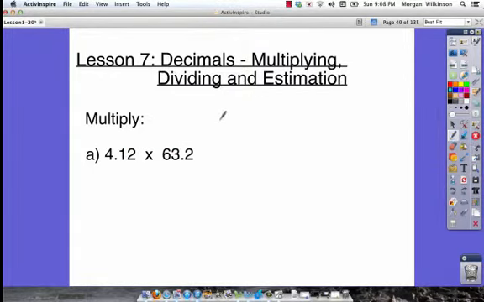Now when we do multiplication of decimals, all we have to do is write our numbers vertically, 4.12 times 63.2. The decimal point does not have to line up. Now we go through our math. We're going to say 2 times 2 is 4. 2 times 1 is 2, and 2 times 4 is 8.